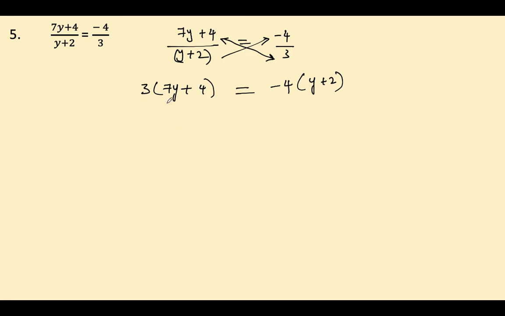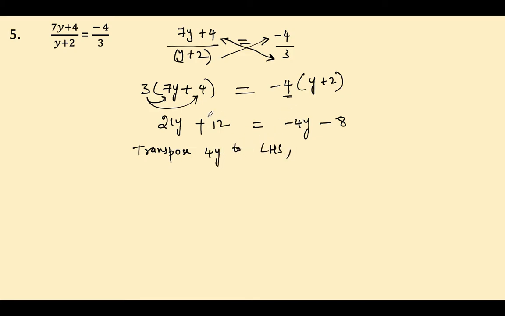Now let's expand these brackets. 3 into 7y is 21y, plus 3 times 4 is 12, equal to -4 into y is -4y, minus into plus is minus, -4 into 2 is -8. Now we have 21y and -4y, that is variable terms on both sides of the equation. So let's bring this variable term, -4y, to the left hand side. That is, let us transpose this 4y from the right hand side to the left hand side, and this 12 from the left hand side to the right hand side.